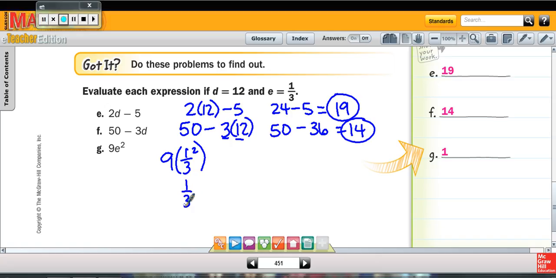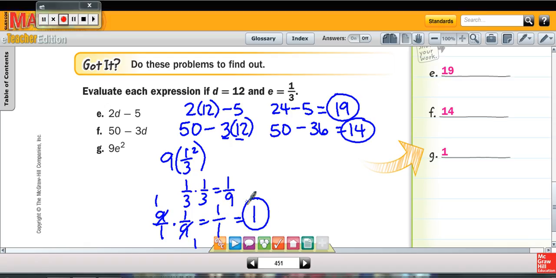That means 1/3 times 1/3, which would be 1/9. I still have 9 over 1 times 1/9. I can cross cancel beautifully here, which gives me 1 over 1, which is just 1 for letter G.